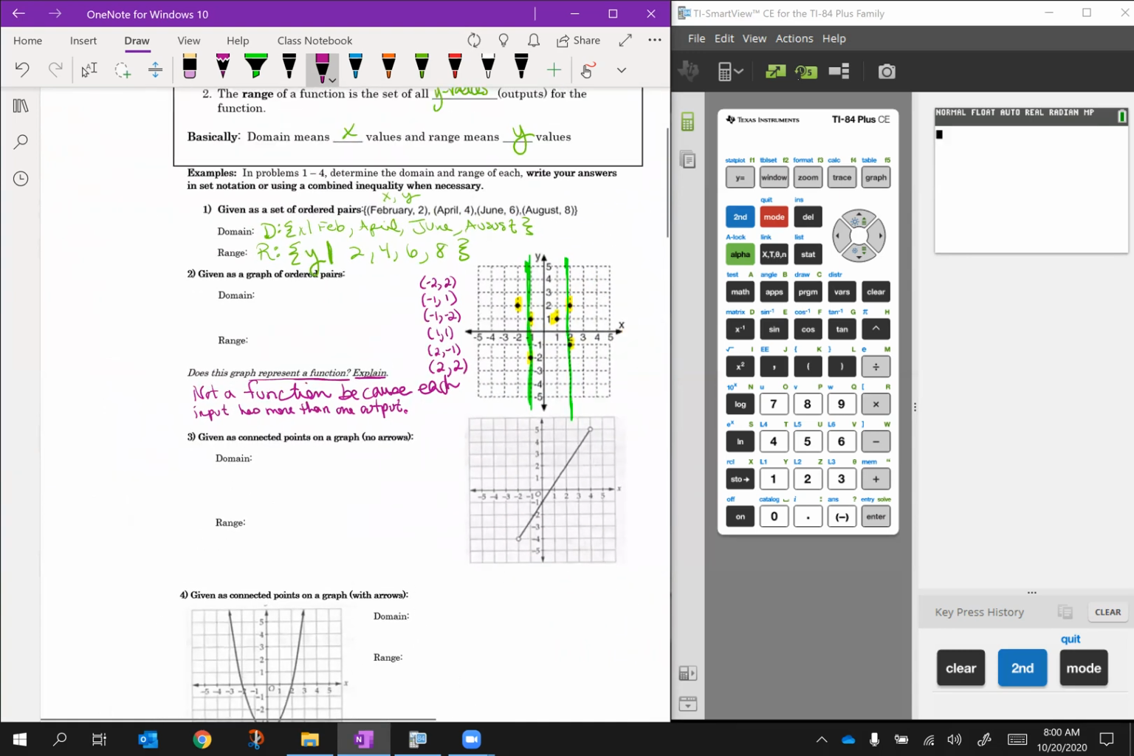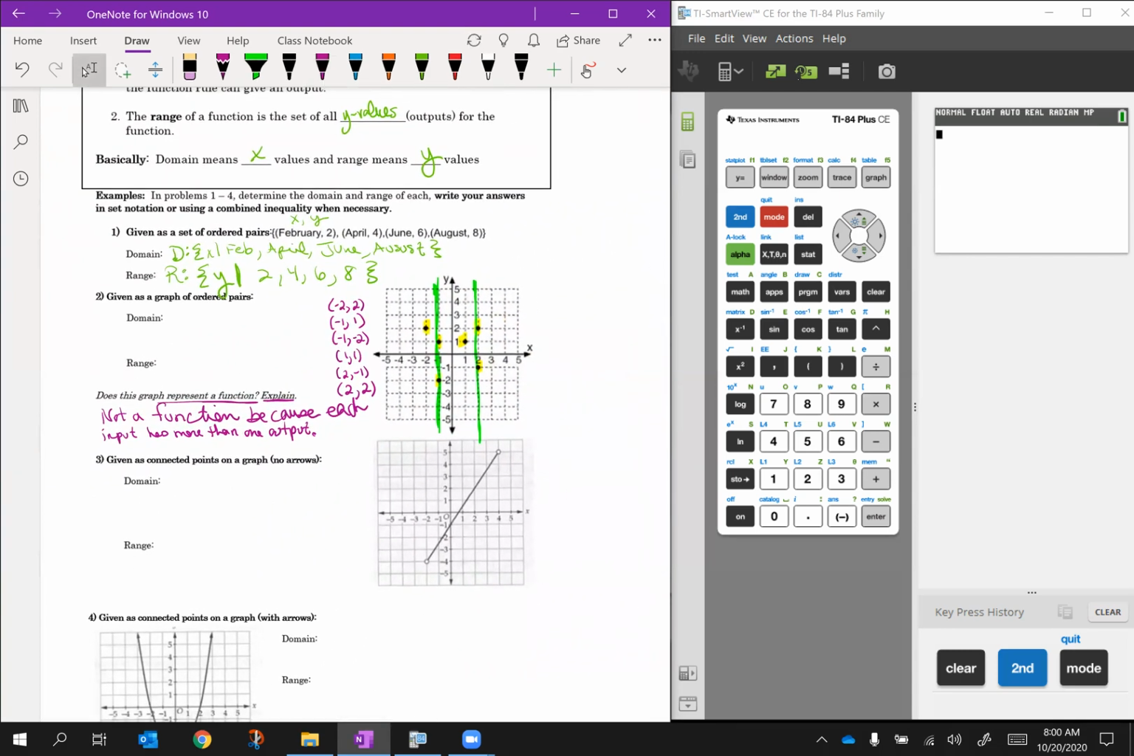All right, so our domain, let's go back to that. We're looking at our x values. So our x values are -2, -1, 1, 2. When they repeat, you only have to write them once. For the range values, I like to go lowest to highest, please. -2, -1, 1, 2. Same values.